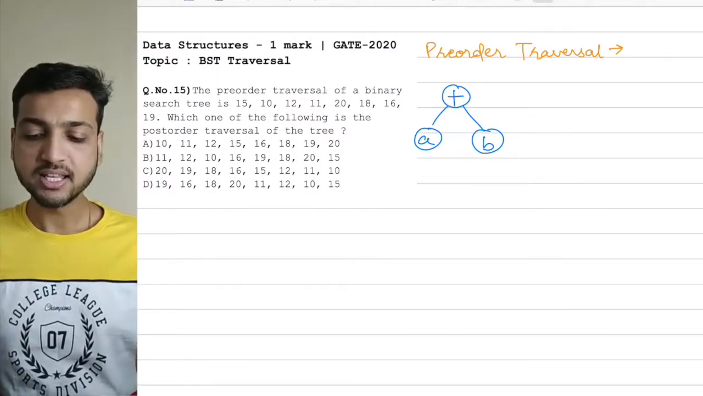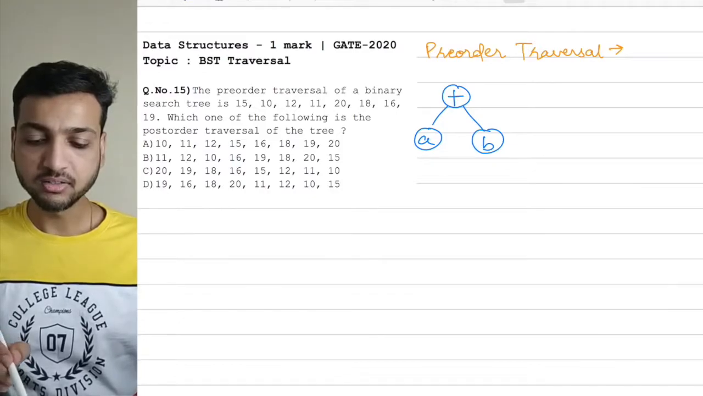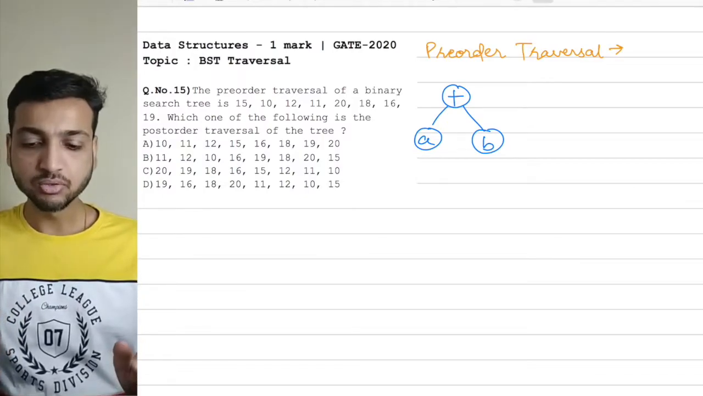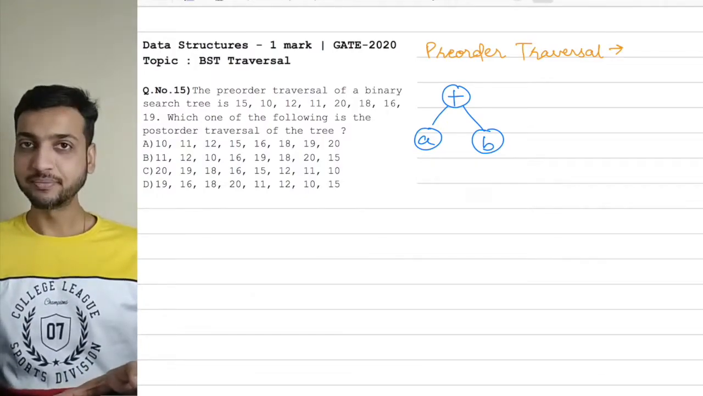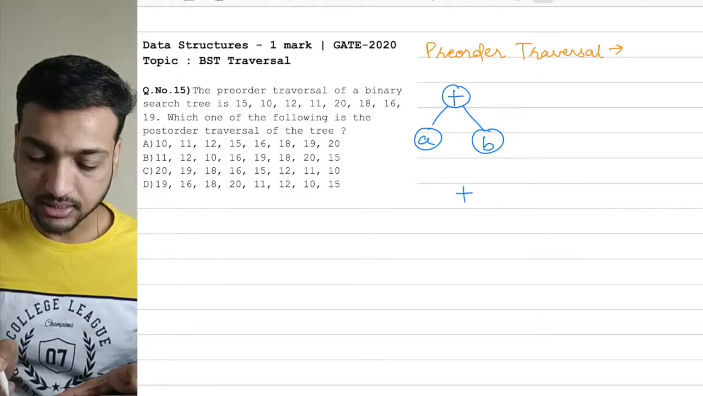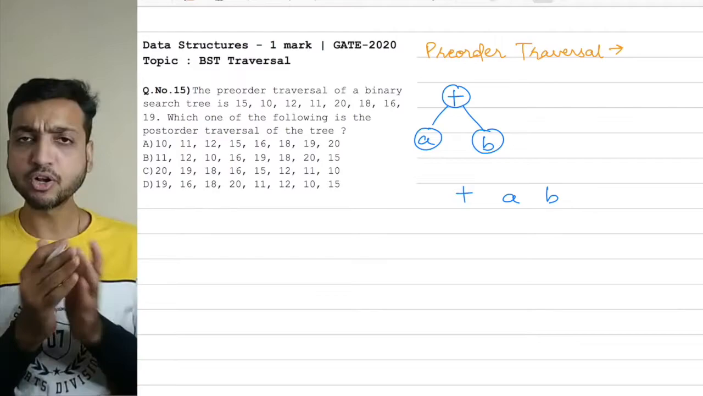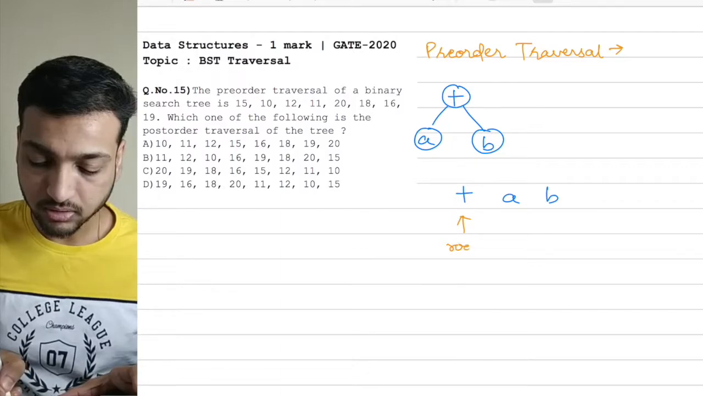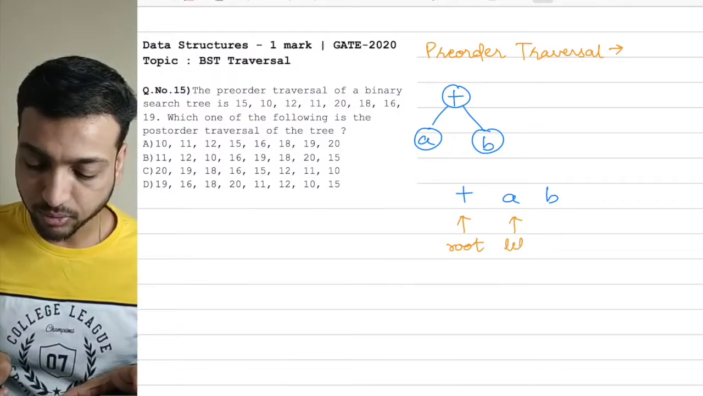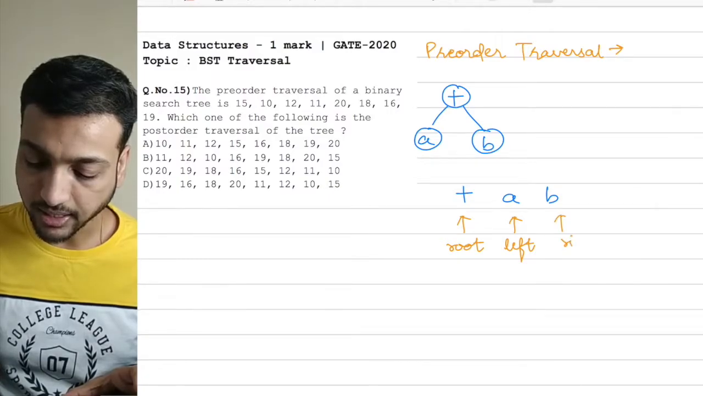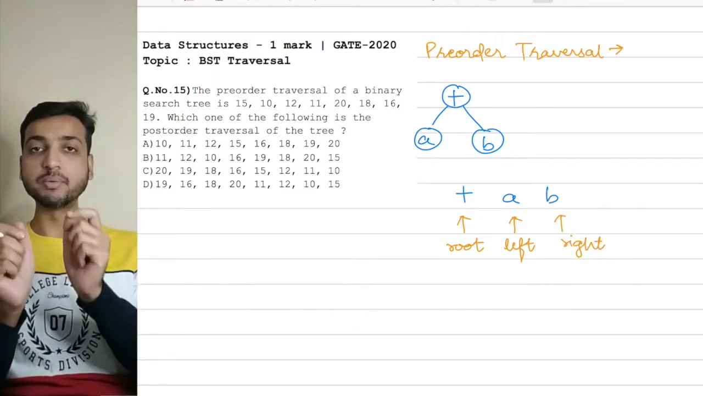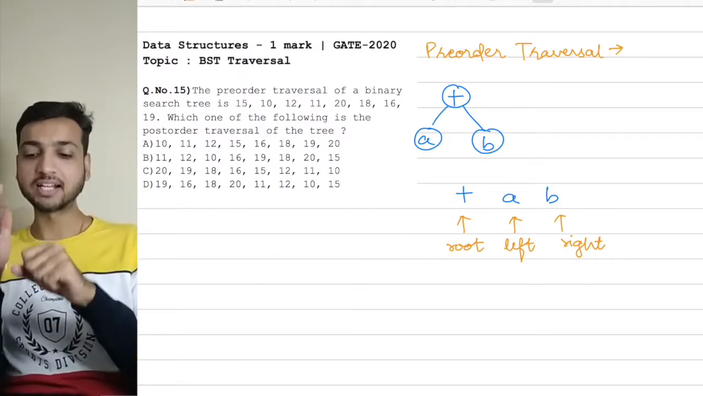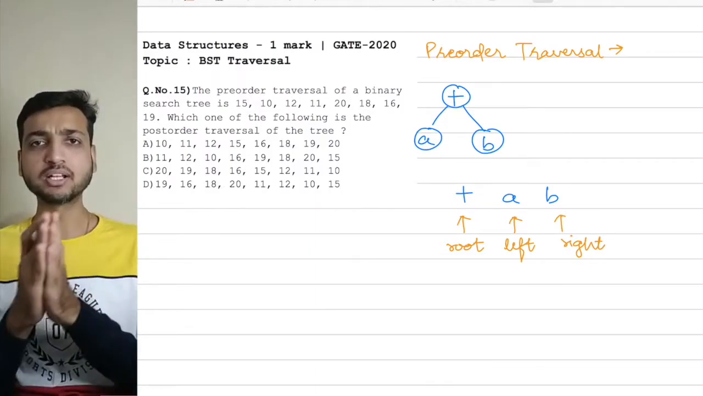Okay, so let's assume this example here. We have a tree with plus as a root and A and B as its left and right nodes. So the pre-order traversal of this tree is plus A and B. So this is the pre-order traversal of this tree, plus AB. Now the point to note is we are first visiting the root, okay, then we are visiting the left node, and then we are visiting the right node. Okay. So the point we should remember is that in pre-order traversal, first we visit the root, then the left, and then the right. That's how the typical definition of pre-order traversal is.